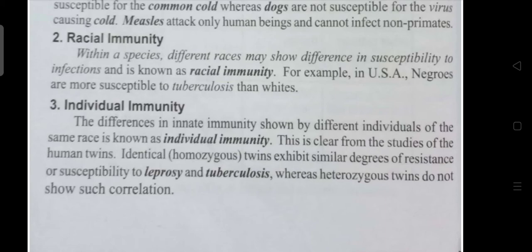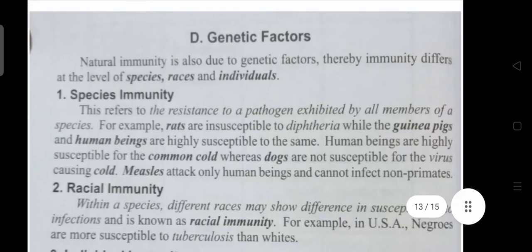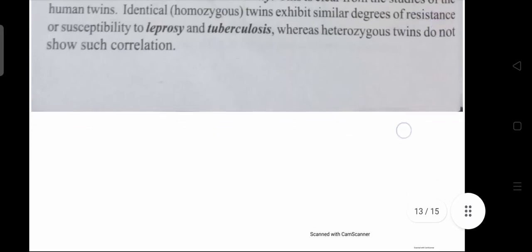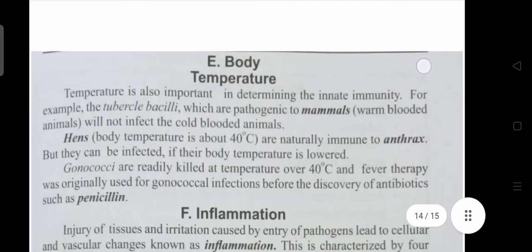Human twins, we know, identical twins, will be homozygous, which will exhibit similar degree of resistance or susceptibility to leprosy and tuberculosis, whereas heterozygous twins do not show such correlation. So this is the individual immunity. This genetic factor is also an important component of the innate immunity, because from species to species it may differ, from race to race it may differ, from individual to individual it may differ.